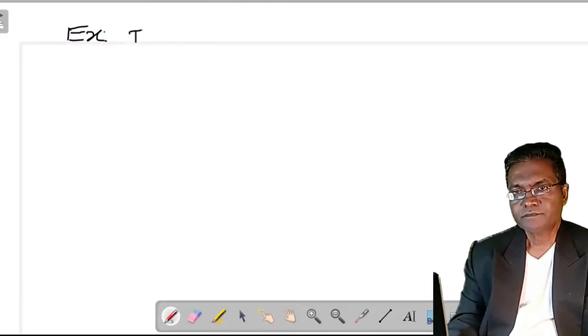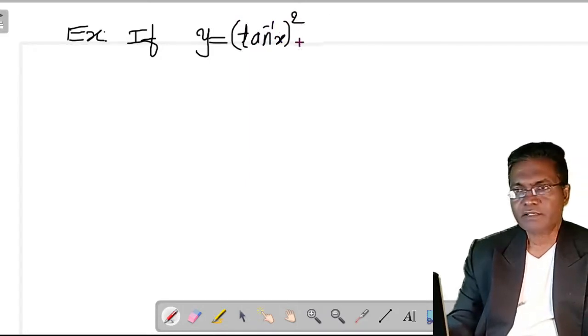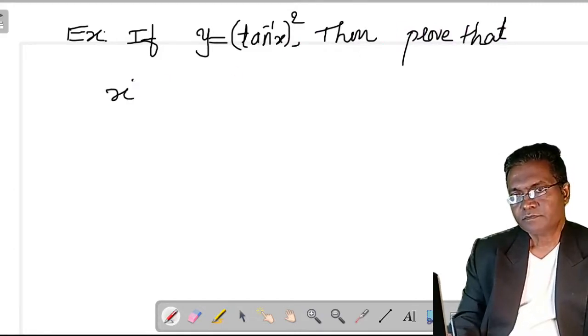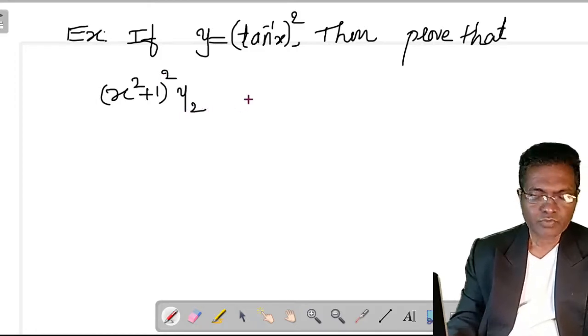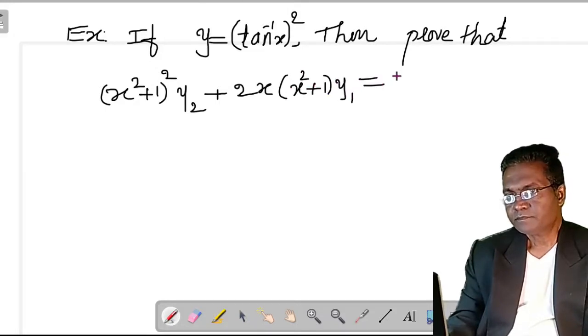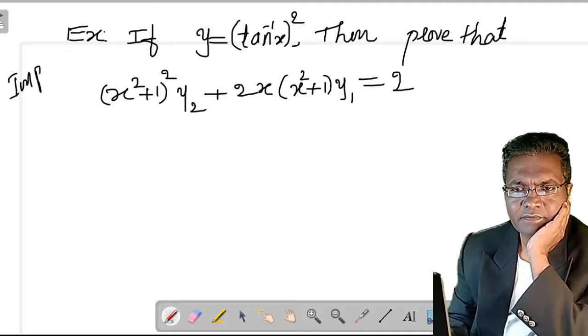If y equals tan inverse x whole square, again this is also an important one, asked many times, then prove that x square plus 1 whole square y2 plus 2x into x square plus 1 y1 equals to 2.